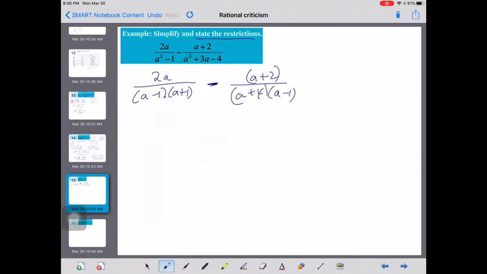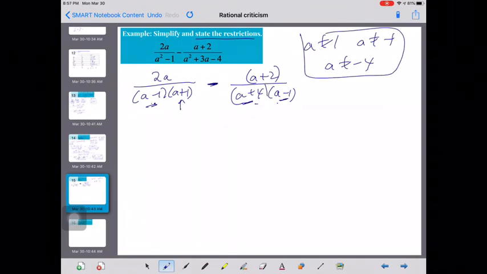I'm going to put a bracket around here. Okay, so let's do the restrictions first. Each piece contributes. In this case, the first piece, a cannot be 1. This one here, a cannot be -1. This piece here, a cannot be -4. This one's the same thing as this piece, so you don't really have to write the fourth one because it's going to be the same thing as the first one. This is your restrictions. Okay, so let's actually erase this piece here.